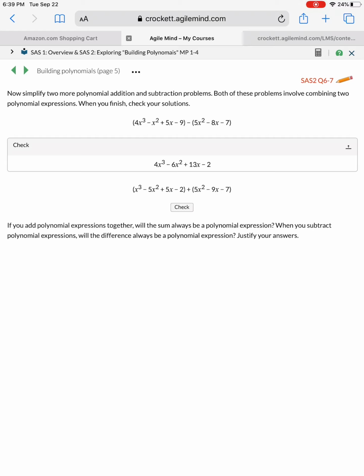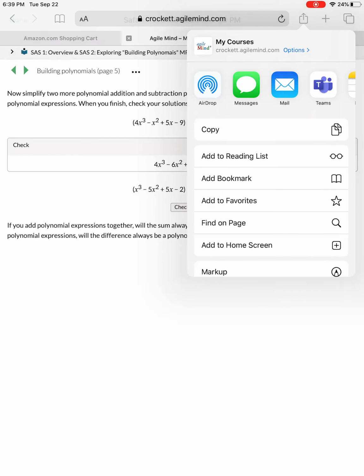So now I'm going to check. And this right here is showing me my answer. So now I want you to do B, but this time you are just adding them. So you want to line up your terms and you want to combine like terms and you want to add.